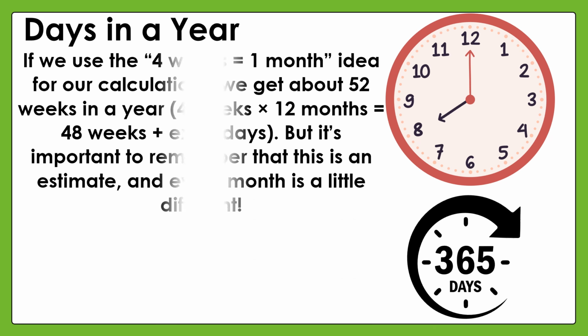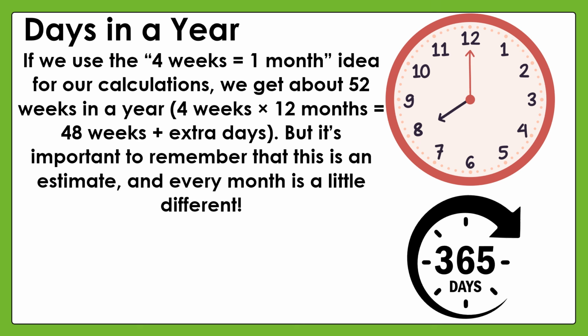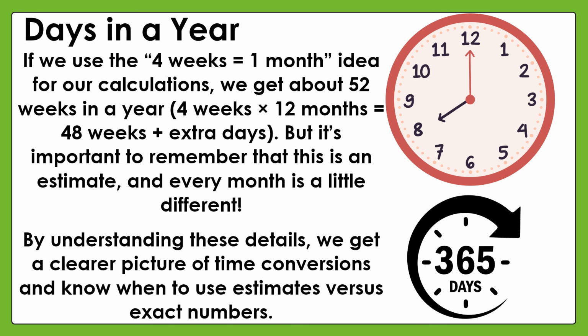Days in a year. If we use the 4 weeks is equal to 1 month idea for our calculations, we get about 52 weeks in a year. 4 weeks times 12 months is equal to 48 weeks plus extra days. But it's important to remember that this is an estimate and every month is a little different. By understanding these details, we get a clearer picture of time conversions and know when to use estimates versus exact numbers.